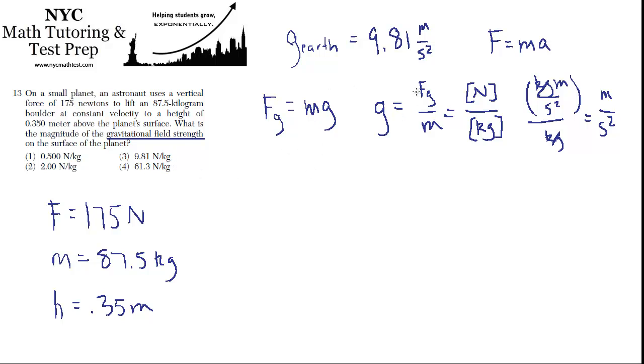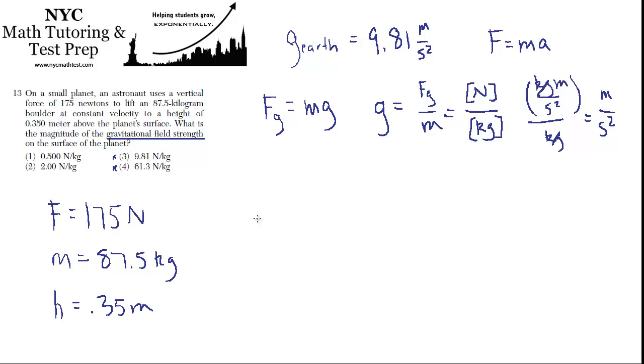And we can use this formula here, this g equals Fg over m, to calculate what g is on some other planet that's smaller than Earth. So if the planet's smaller than Earth, and Earth has 9.81 newtons per kilogram gravitational field strength, a smaller planet should have a smaller gravitational field strength. So we don't expect it to be the same as Earth, so we're kind of thinking it's probably not 3, and we certainly don't expect it to be bigger than Earth, so we don't expect it to be 4, so it should be 1 or 2.